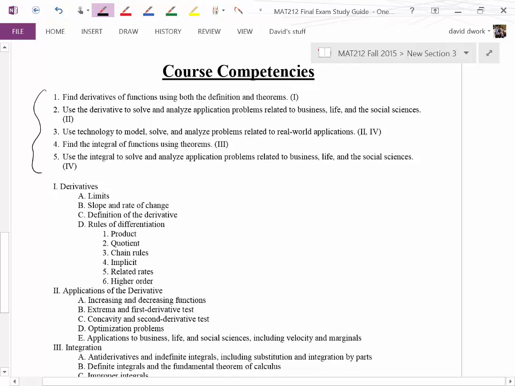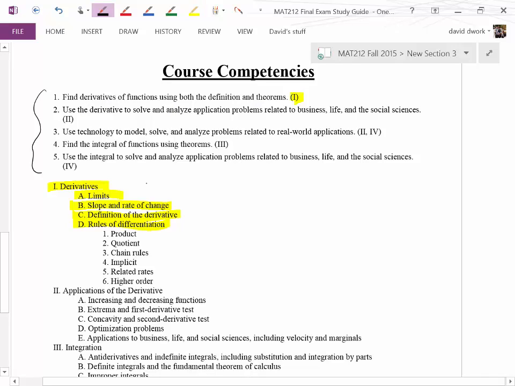The first part is the big ideas. And up here, they're just saying, for example, number one, find the derivatives of a function using both the definition and theorems. Then it's followed by Roman numeral 1. So if you go in here to Roman numeral 1, this is the breakdown of what that is saying. What this is telling me is find the derivatives of functions using both the definition and theorems.